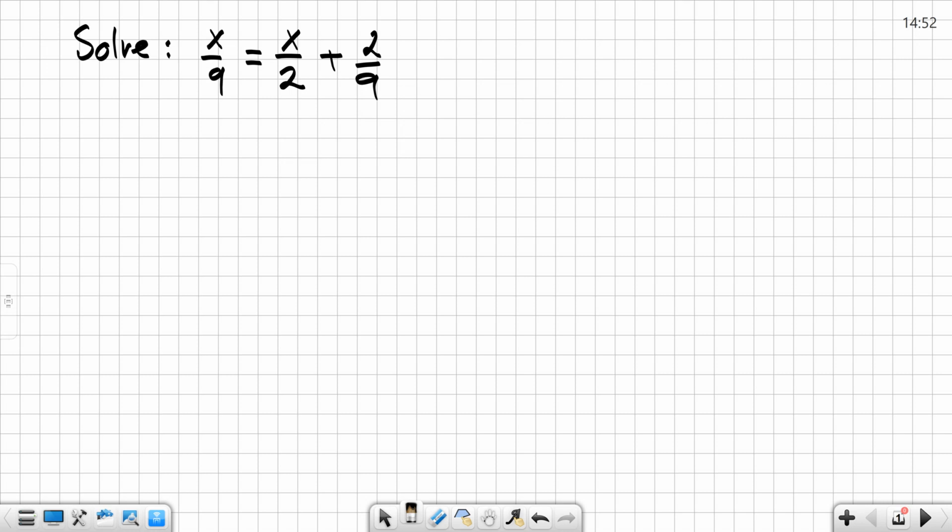We want to solve an equation: x divided by 9 is equal to x divided by 2 plus 2 divided by 9. So the first thing that we see is that we have denominators in the terms of our equation. And as always, the trick is here.